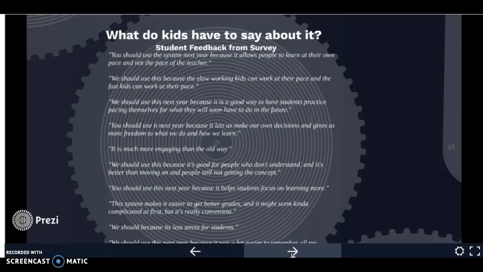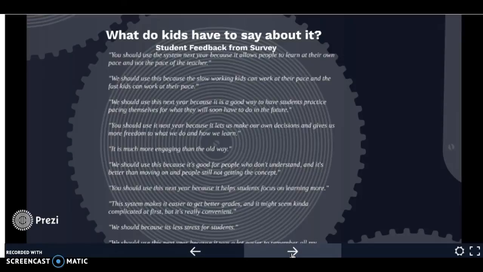We should use this next year because it is a good way to have students practice pacing themselves for what they will soon have to do in the future. You should use it next year because it lets us make our own decisions and gives us more freedom to do what we want to do and how we learn. It is much more engaging than the whole way.